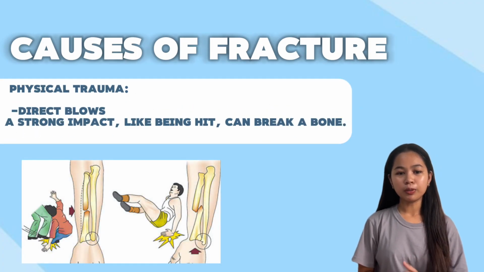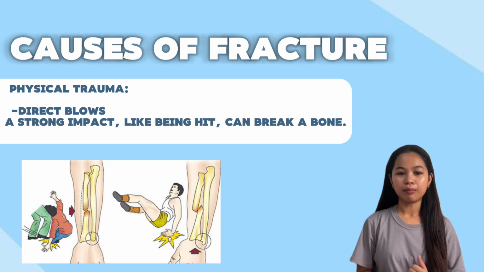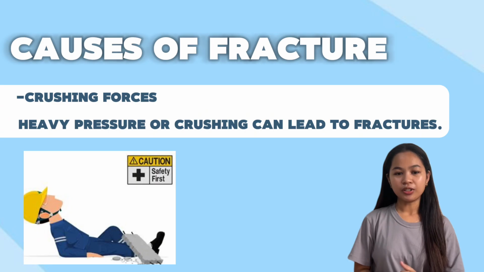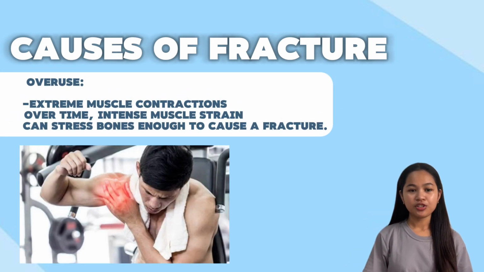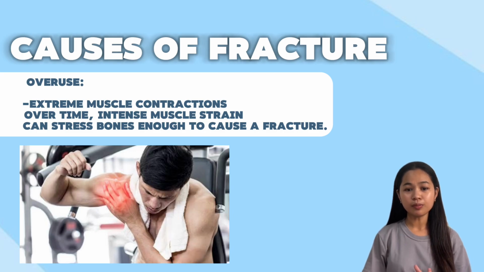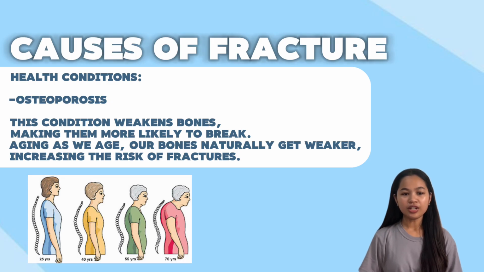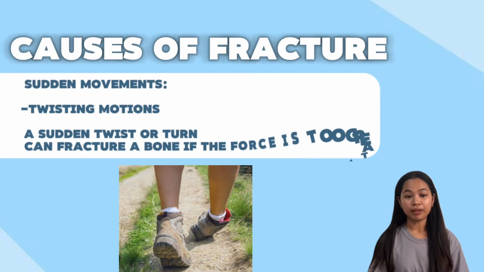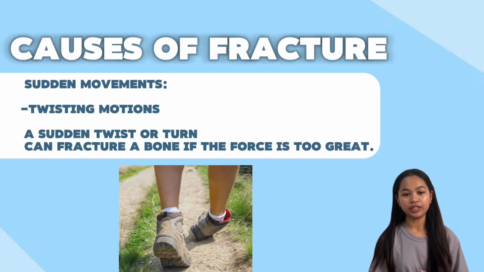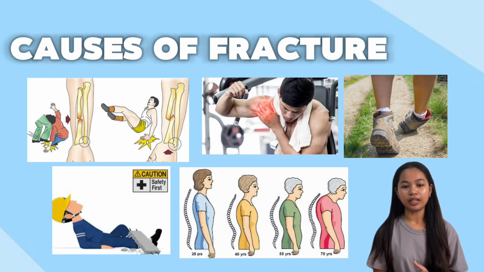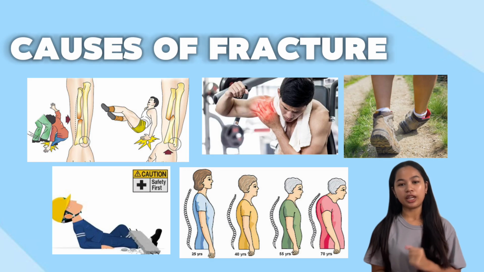Main causes of bone fractures. Physical trauma. Direct blows, a strong impact like being hit can break a bone. Crushing forces. Heavy pressure or crushing can lead to fracture. Overuse. Extreme muscle contraction. Over time, intense muscle strain can stress bones enough to cause fracture. Health conditions. Osteoporosis. This condition weakens bones, making them more likely to break. Aging. As we age, our bones naturally get weaker, increasing the risk of fractures. Sudden movements. Twisting motion. A sudden twist or turn can fracture a bone if the force is too great. Understanding this risk can help us to take better care of our bones, especially as we age.